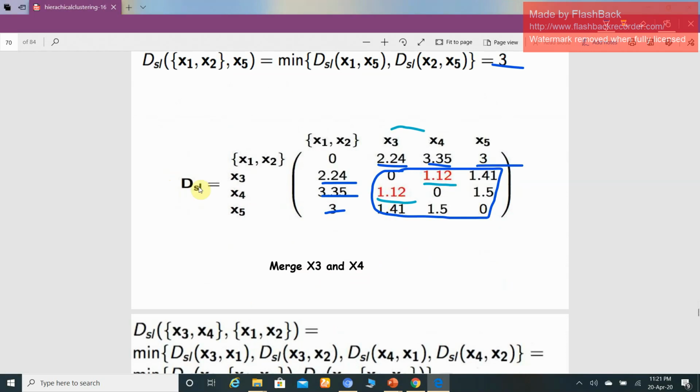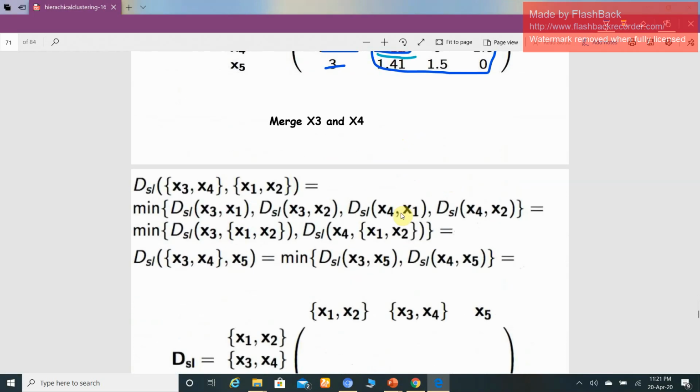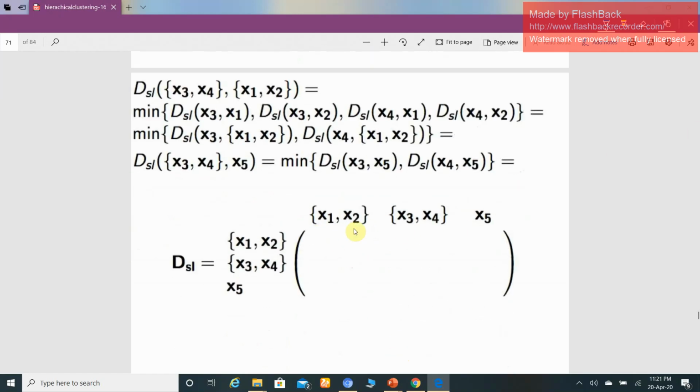Yes, after filling this particular matrix, now observe what is the minimum distance. 1.12 is the minimum distance. So now we have to merge x3 and x4. After merging x3 and x4, the matrix looks like this. Means x1, x2, x3, x4, x5 and x1, x2, x3, x4, x5.